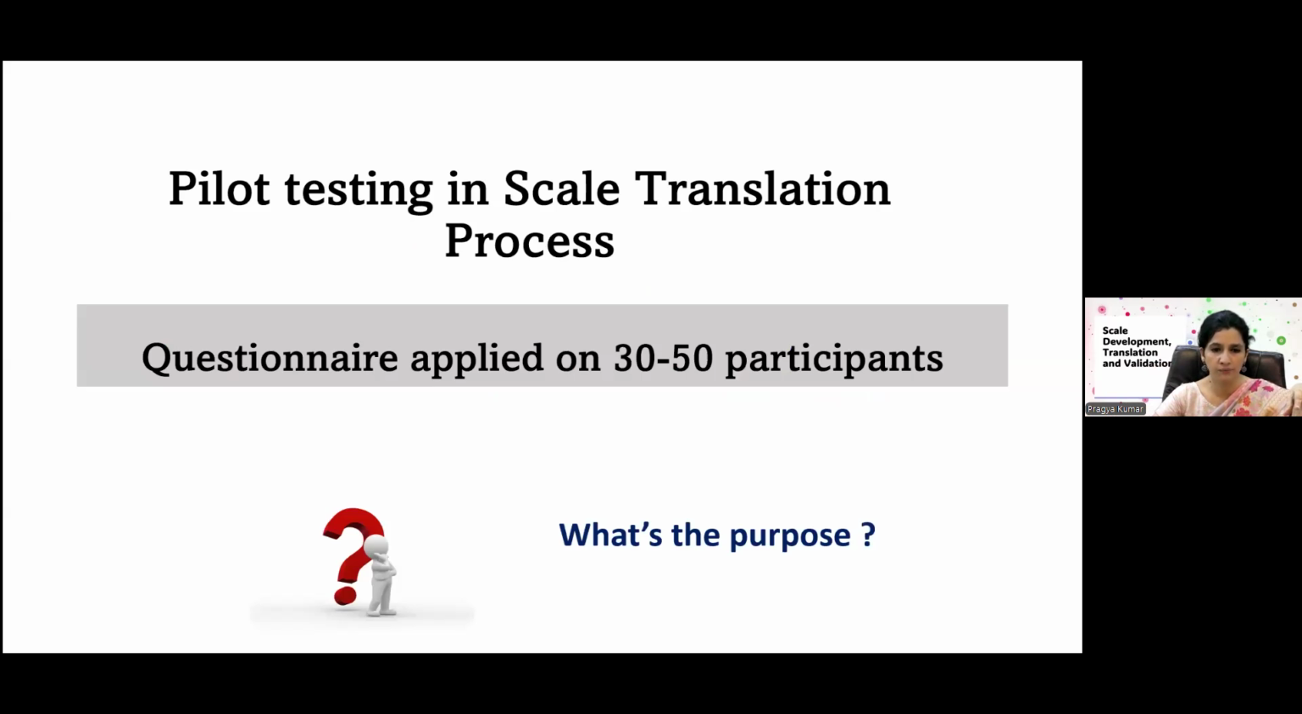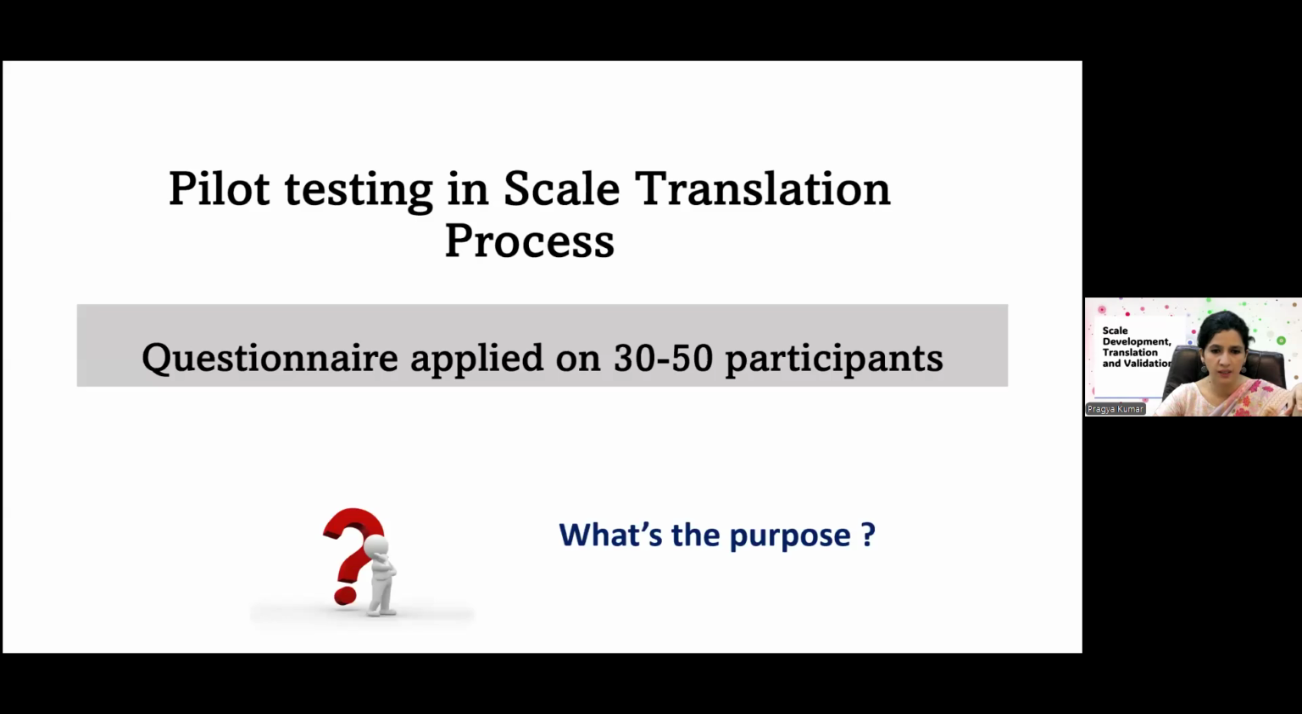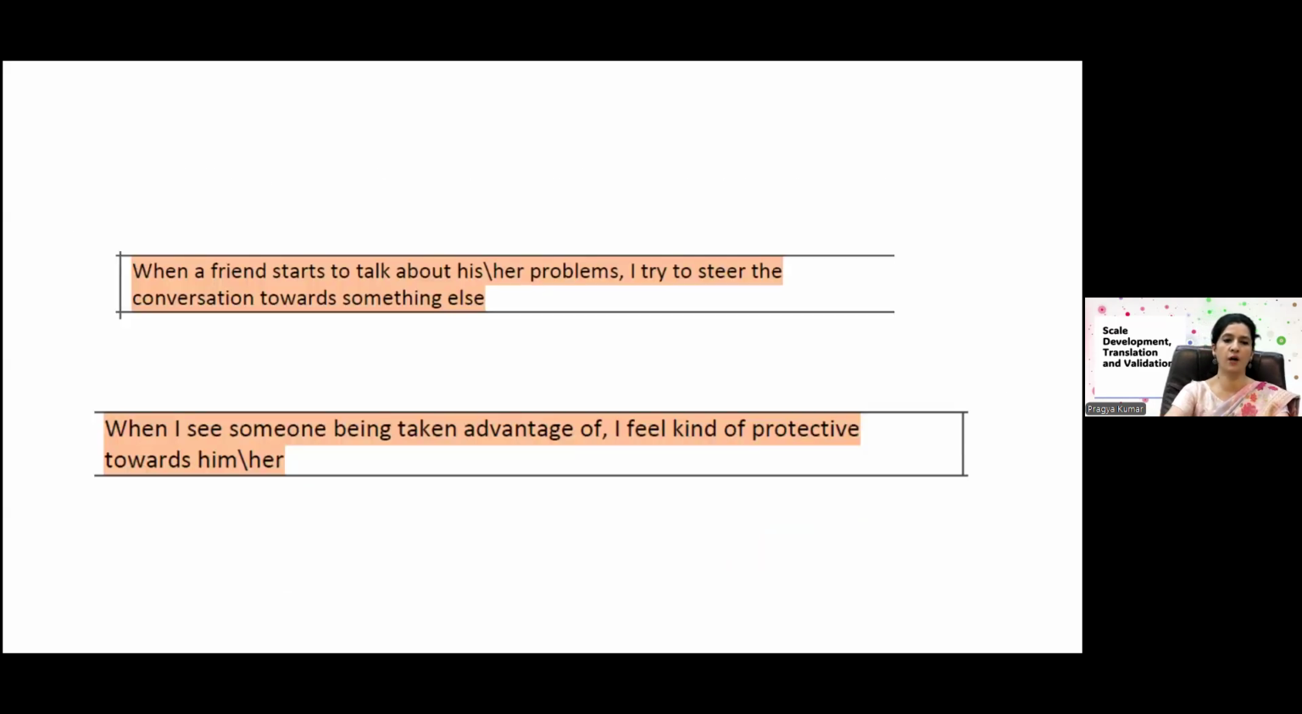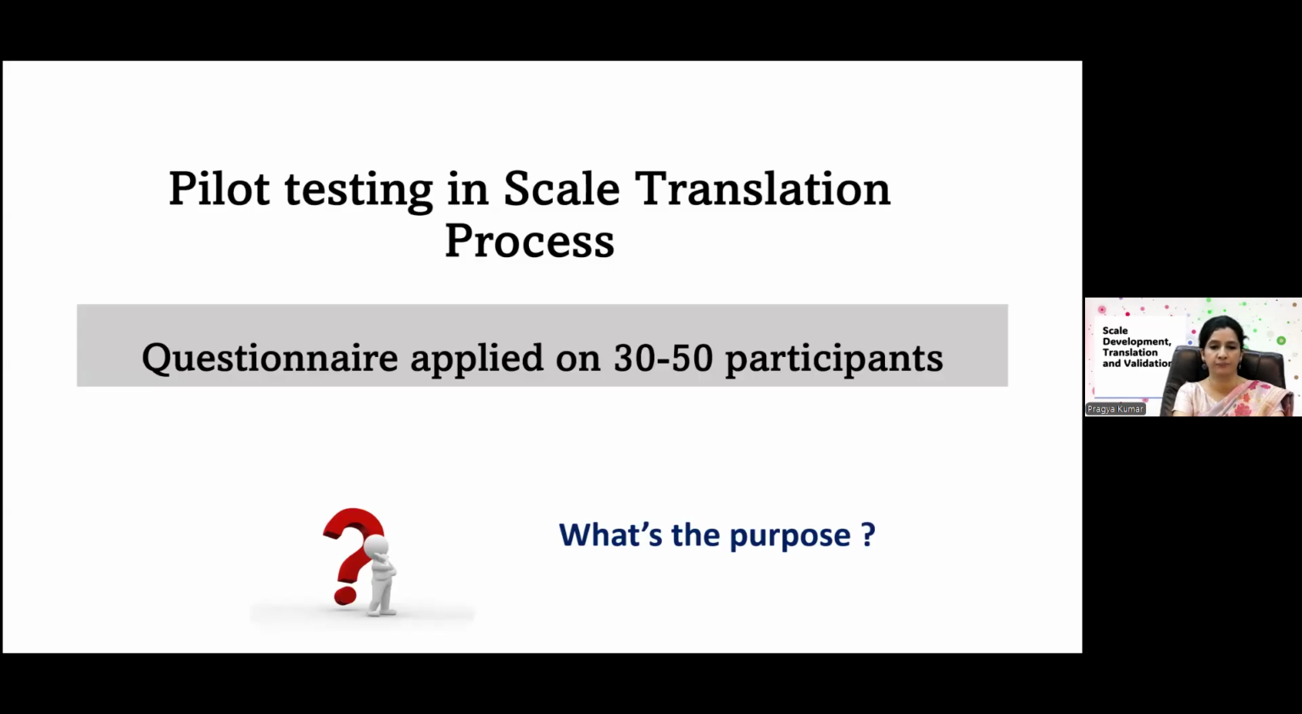So now coming to pilot testing. Content validity, we are not telling now. After you have developed the scale, means developed the items, though here you are not developing at all. Here you have just done the translation activity. So you have translated it into your local language, and then you have to do the pilot testing.